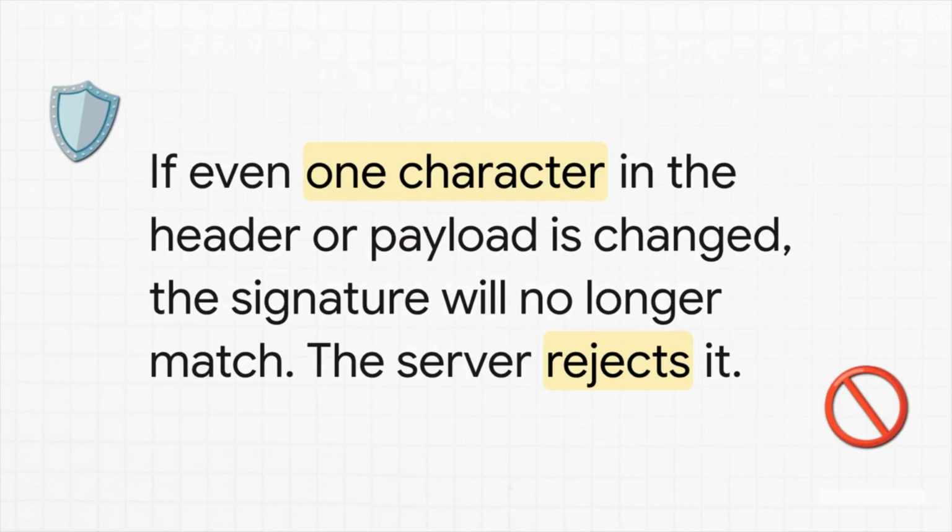So what this really means is that this cryptographic link is basically unbreakable without the server's secret key. If an attacker tries to change even one character in the payload, like changing a claim from is_admin false to true, the signature they generate won't match the original. The server will spot the mismatch instantly and just reject the token flat out.